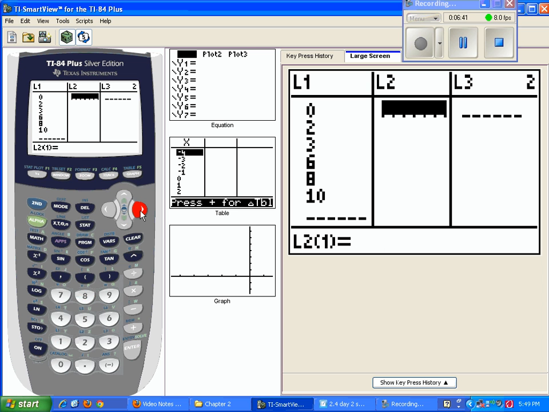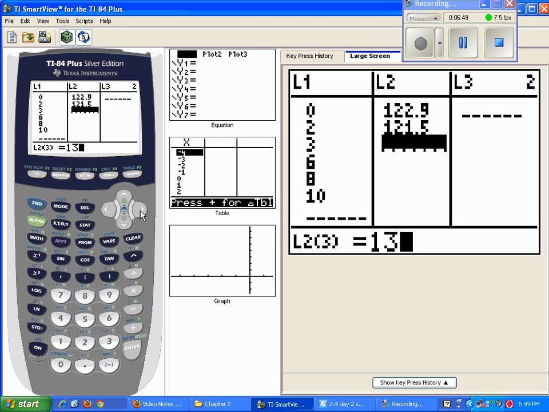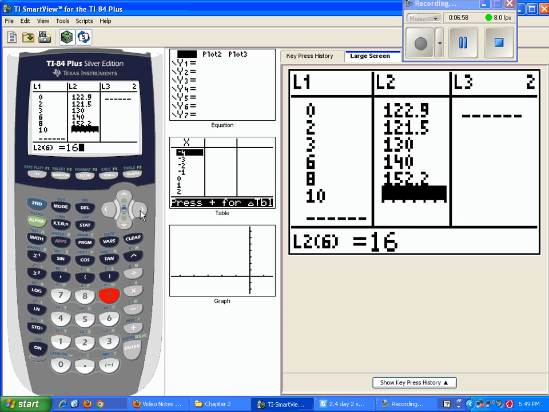Now I'm going to go into list 2 and put the y values. So 122.9, enter. 121.5, 130, 140, 152.2, and 169. Enter. I always check to make sure my lists have the same amount of numbers in them, in case I might have accidentally plugged one in wrong. So always check your numbers after you plug them in to make sure you didn't miss one.